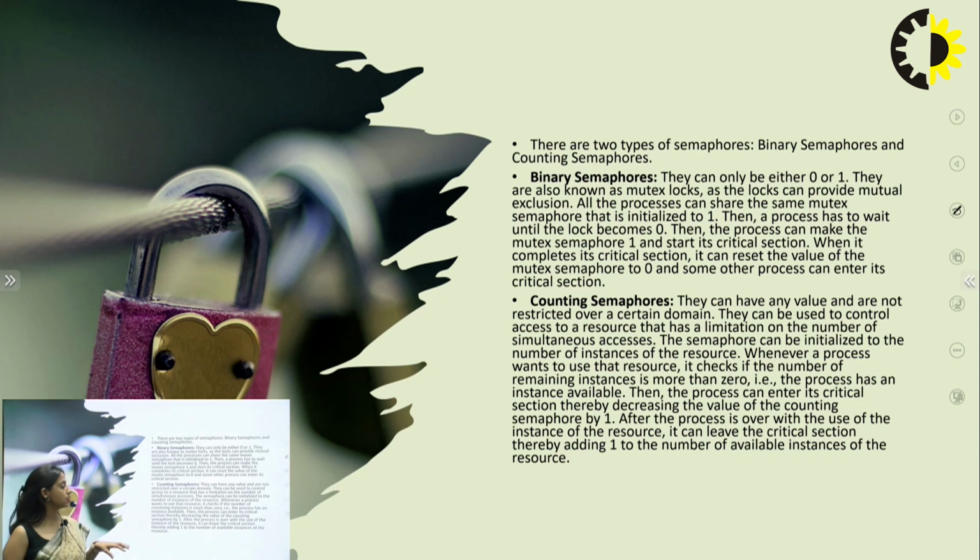Whenever a process wants to use that resource, it checks if the number of remaining instances is more than 0, that is, if an instance is available. Then the process can enter its critical section, thereby decreasing the value of the counting semaphore by 1. After the process is over with the use of the instance of the resource, it can leave the critical section, thereby adding 1 to the number of available instances of the resource.